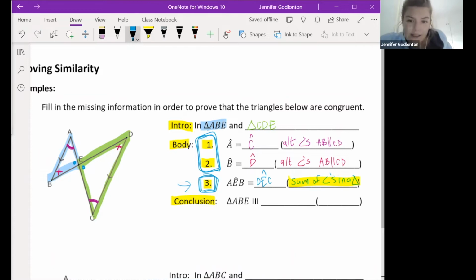Then in our last step, we're just writing our conclusion. Now this is the step where it's important for us to get the angles that are the same as each other. So angle A was the same as angle C, so we're going to write that first. Angle B is the same as angle D, and then angle E is the same as angle E. And our reason is A.